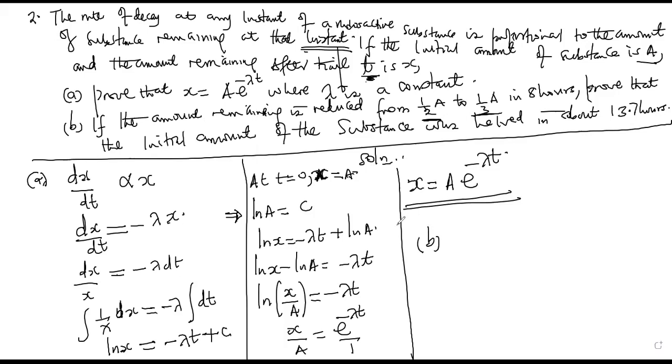They are saying that if the remaining amount was reduced from a half A to a 1/3 A, meaning that originally it is a half A, because it is being reduced from a half A to a 1/3 A. So at time t equals 0, the x is equal to a half A. So that one will help us get the value of a certain constant. Okay, so then in 8 hours, or when t was 8, we get a 1/3 A. So we want to prove time. They want the value of time.